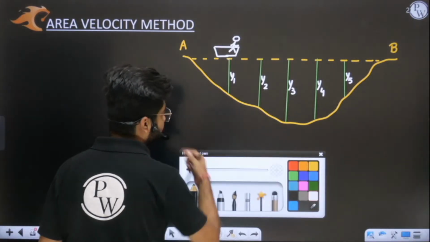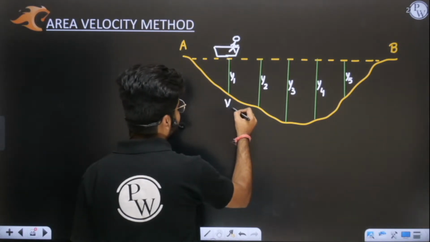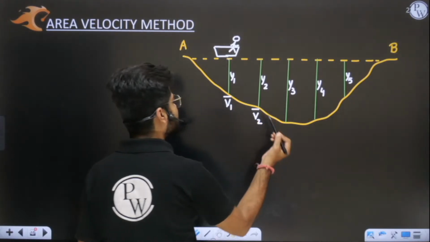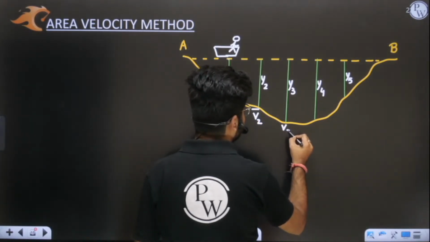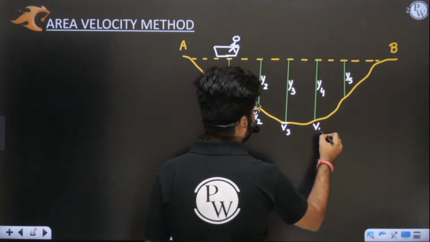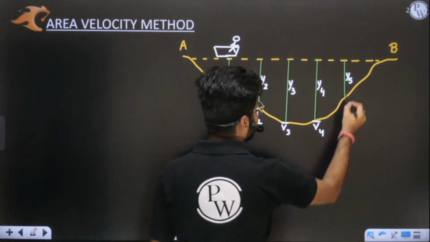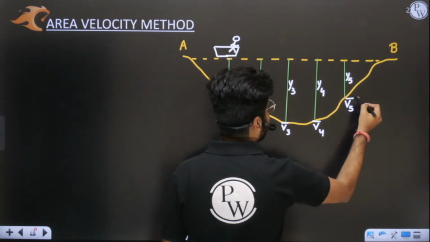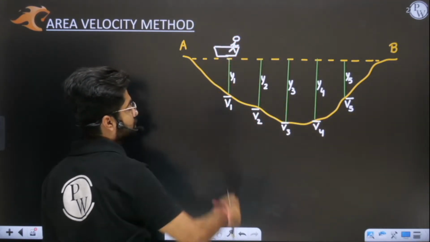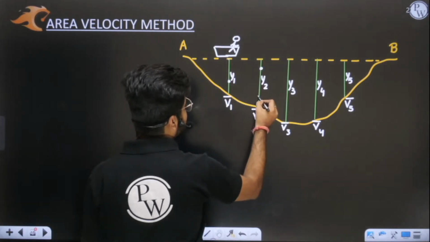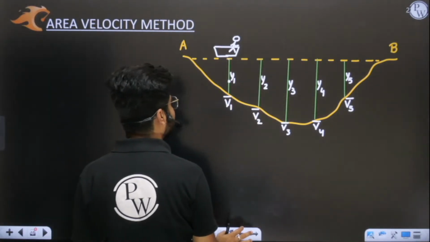Sir, we will take velocity also. Let me call these velocities v1 average, v2 average. We will find v1 average and v2 average, that is up to us. v3 average, here I will find at this section. I will find v4 average, and here I will find v5 average. We will lower the current meter up to 0.6 times the depth, or 0.2 times or 0.8 times. We can take anything; it depends on us.